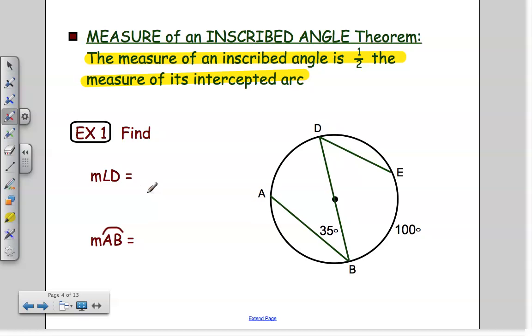Alright, so in this picture, find the measure of angle D. Angle D is right here. It is an inscribed angle because its vertex is on the circle. Take a look at its intercepted arc here.